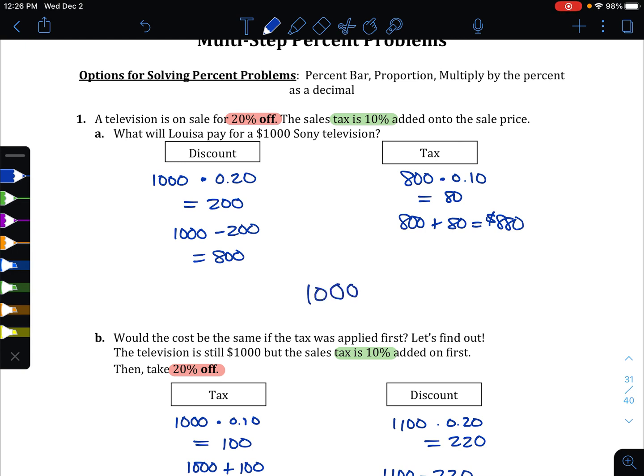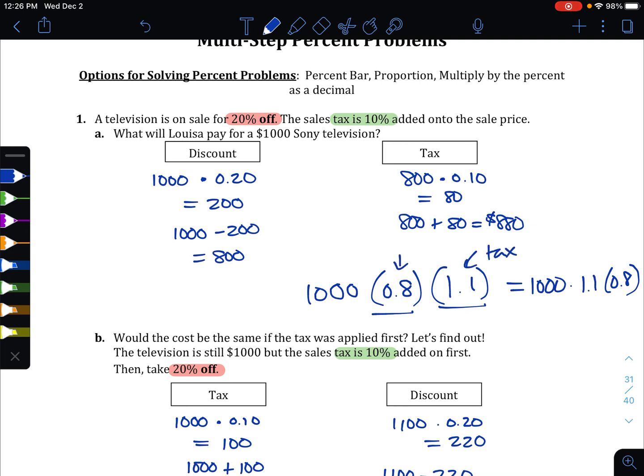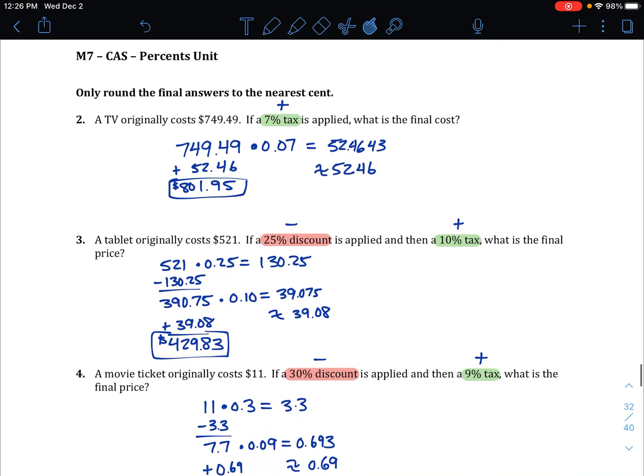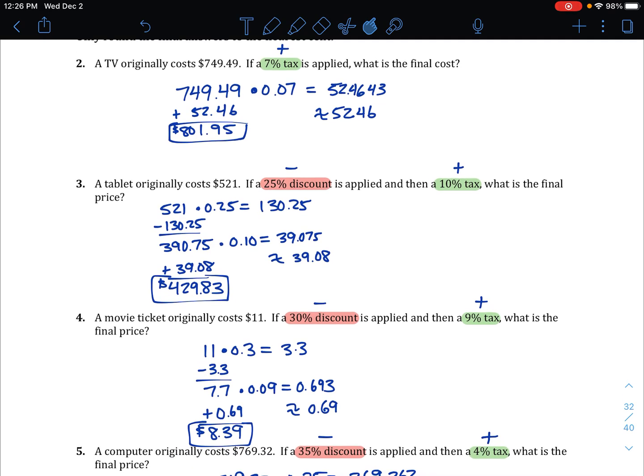Because if you're taking $1,000 or any price, and you're finding 20% off of it, you're really multiplying it by 0.8 in order to keep the 20%. And then you're adding on 10%, that would be times 1.1. So if we multiply by 0.8 first and then do times 1.1, that's the same as doing 1,000 times 1.1 and then times 0.8. So it doesn't matter which one we do first, either adding on the 10% tax or the 20% discount. Either way, because it's all just really multiplying, if you write it like this, the order doesn't matter because of that cumulative property.